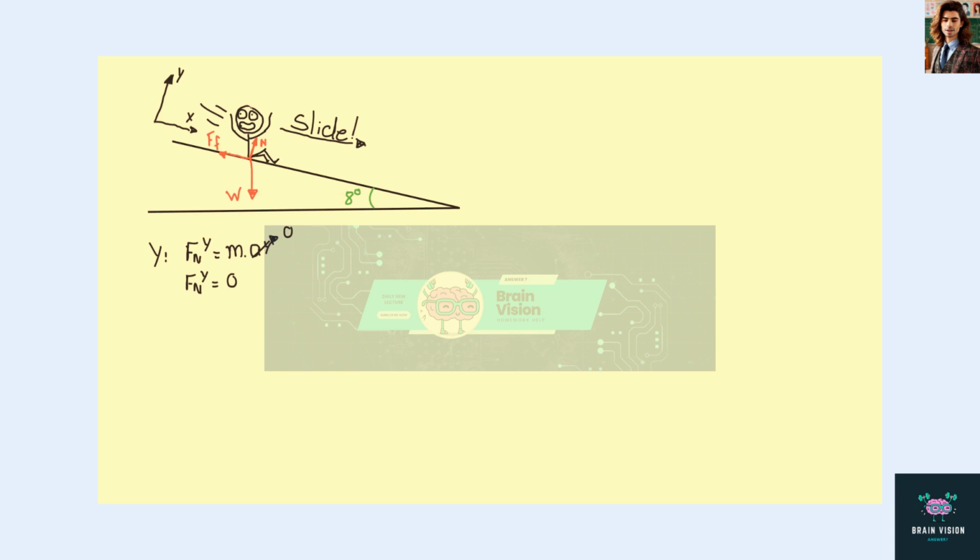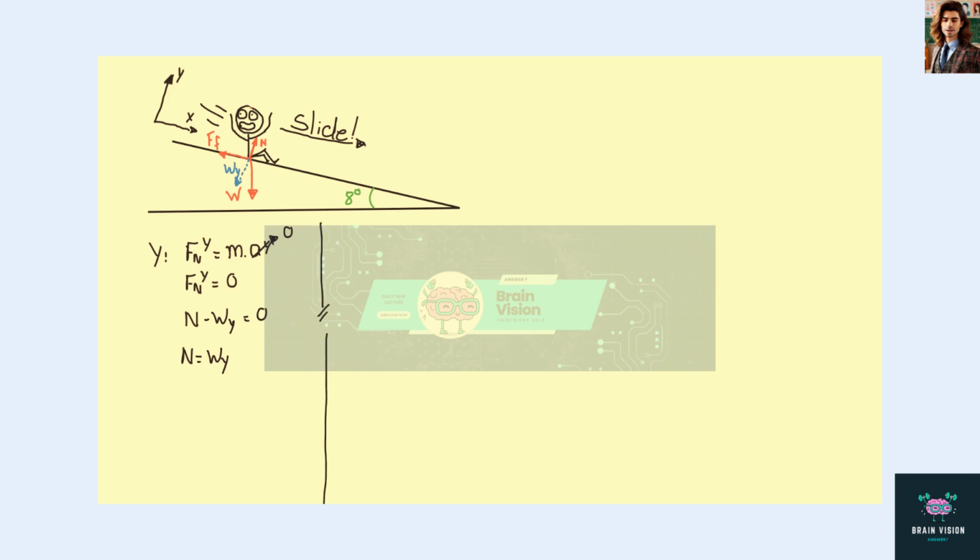Then the net force on the y direction is equal to 0. But the net force in that direction is composed by 2 forces. One is the normal force, which is pointing to the positive direction of the y-axis, and the other one is the y component of the weight force, which is this one. So this is the y component of the weight force, and it's pointing the negative direction of the y-axis, so N minus Wy is equal to 0. Finally, the normal force is equal to the y component of the weight force.